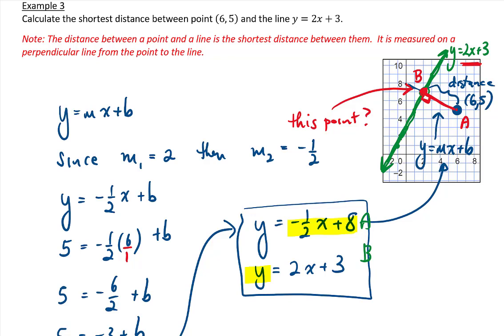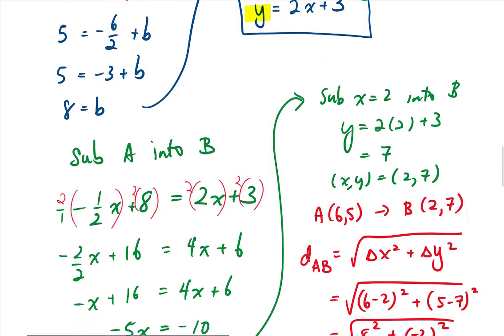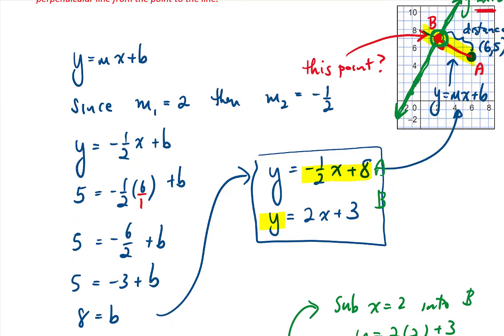So if I want to calculate the shortest distance between a point and a line, remember that it's measured on a perpendicular line from the point to the line. So that means I need to find the equation of this line here. And once I find that equation, I can find the point of intersection of those two lines, the perpendicular line and the given line. And once I know the point of intersection, I have 2 points. And with those 2 points, I can find the distance using the distance formula.